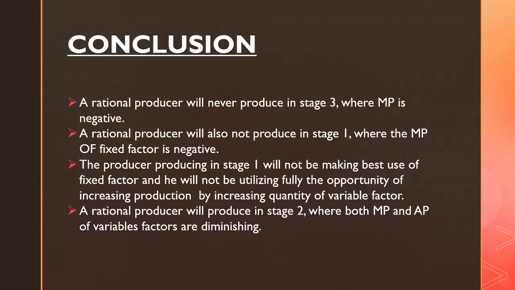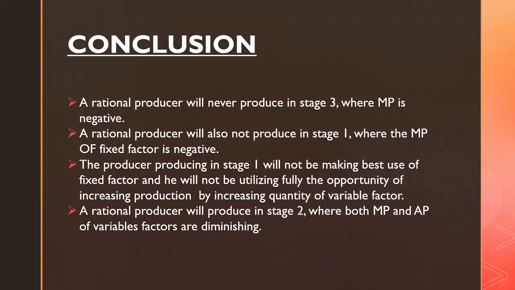So, students, we have taught about the law of variable proportion. Now the question arises: in which stage will the producer prefer to produce? Students, in stage first and in stage 3, the producer will not prefer to produce because in these stages MP, marginal product, is negative, and the producer will not prefer to produce in these two stages. In stage first, he is also not making the best use of his fixed factor. He is underutilizing his fixed factor.